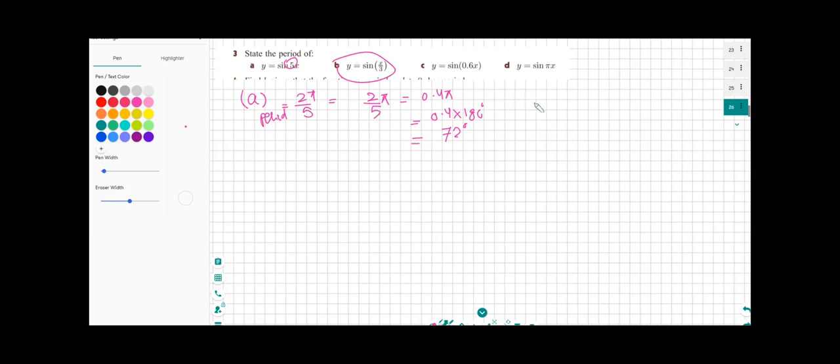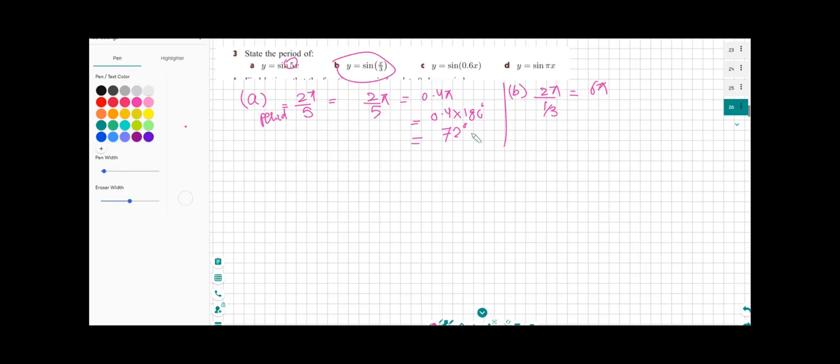It will be 2 pi over 1 over 3, so it will be 6 pi. This is part B. Whatever x is multiplied by, 1 over 3, that's why I have taken 1 over 3 in the denominator. Clear?